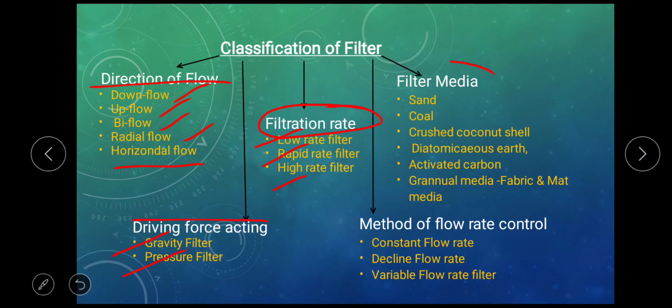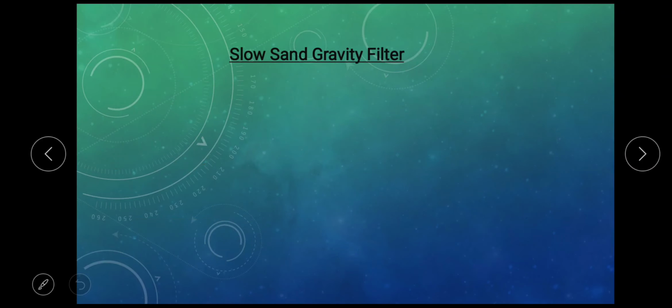On the basis of filtering media, filter can be sand filter, coal filter, crushed coconut filter, diatomaceous earth filter, activated carbon filter, granule media filter. On the basis of method of flow rate control, filter can be classified into constant flow rate filter, declining flow rate filter, and variable flow rate filter.